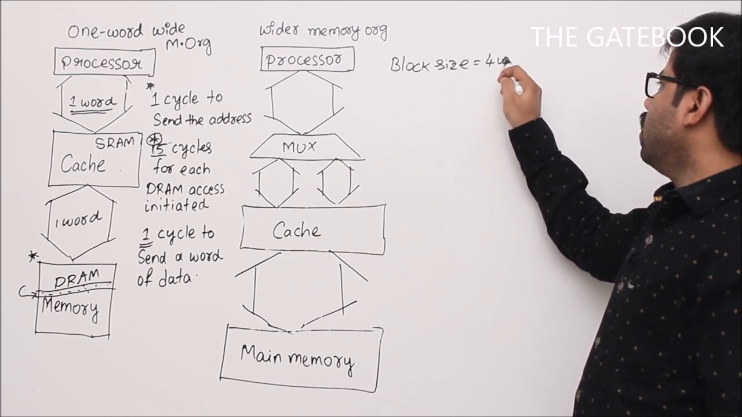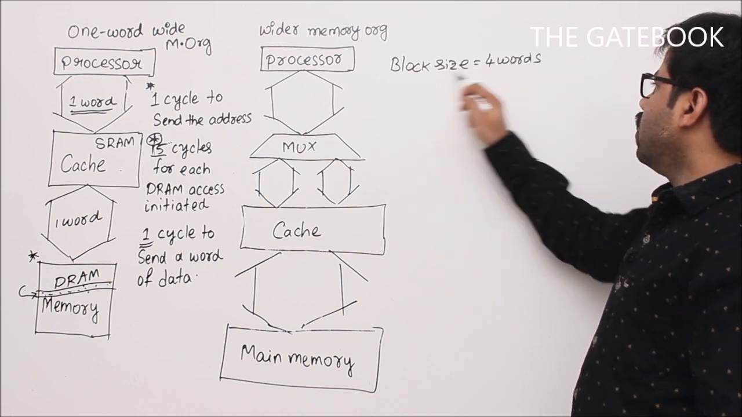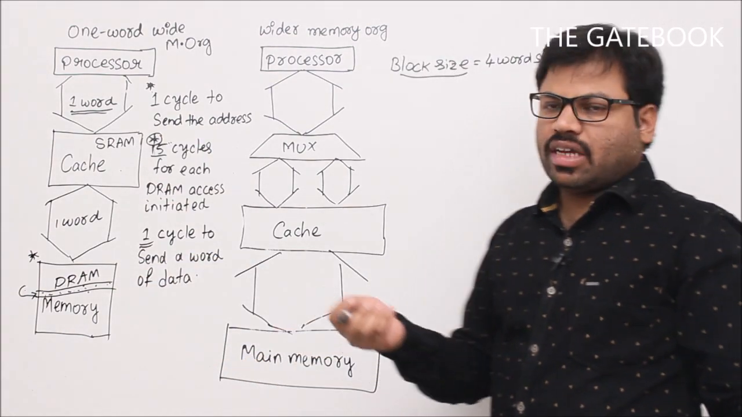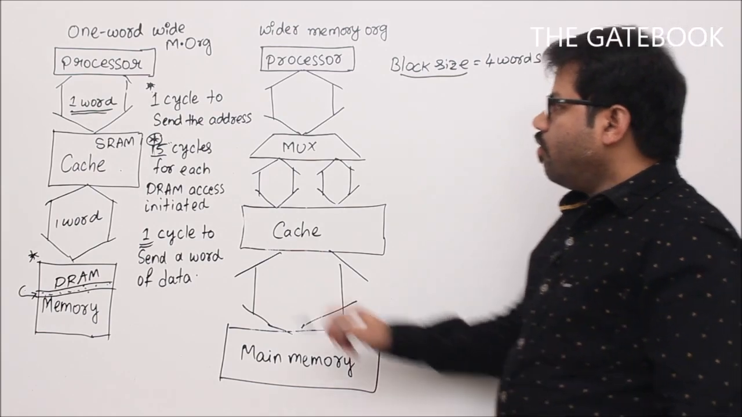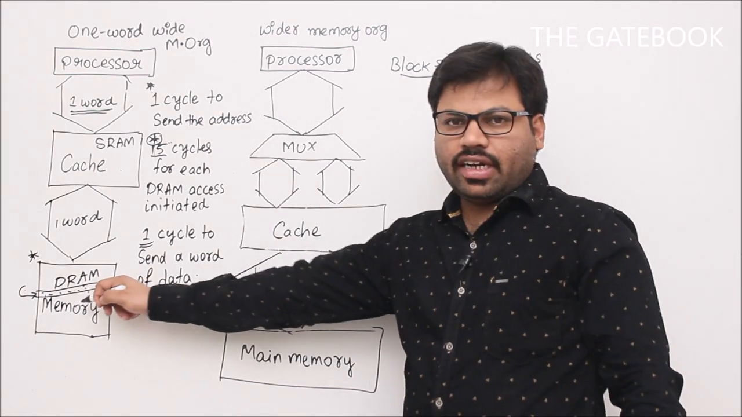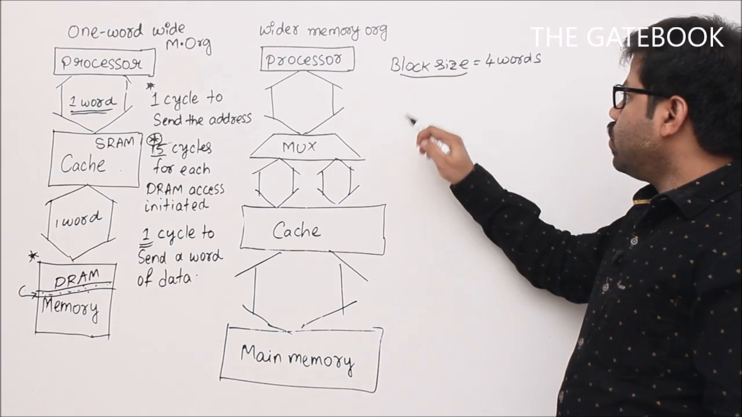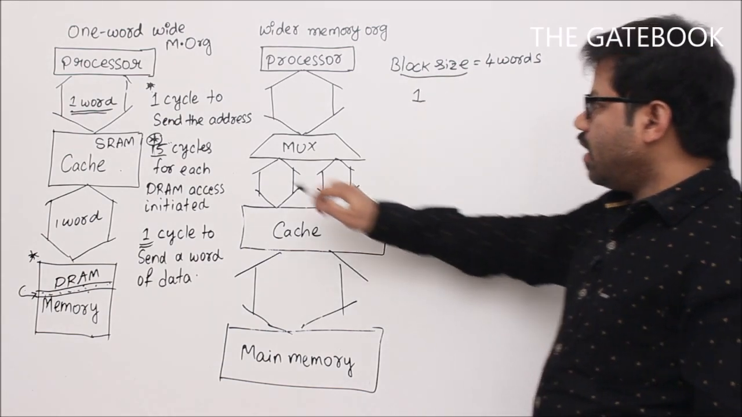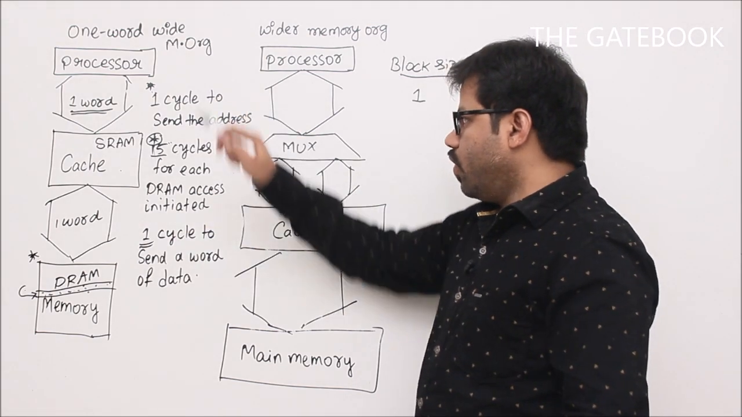Okay, 4 words. If block size is 4 words, then we know that we are going to transfer the block to cache. Then how much time will it take? First, we have to specify the first address, correct? Because there are 4 words, right? Assume that each word takes 1 unit to specify the address. Let me talk about only one word.